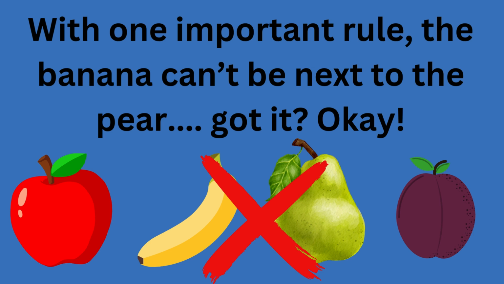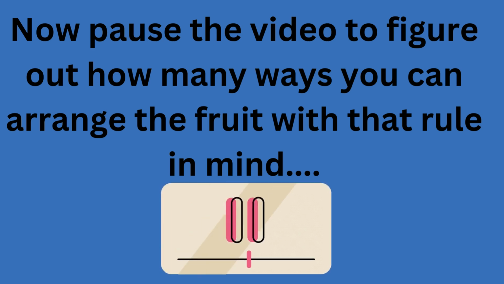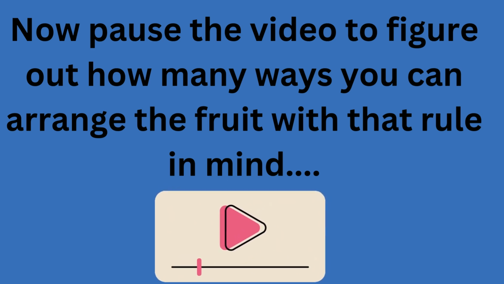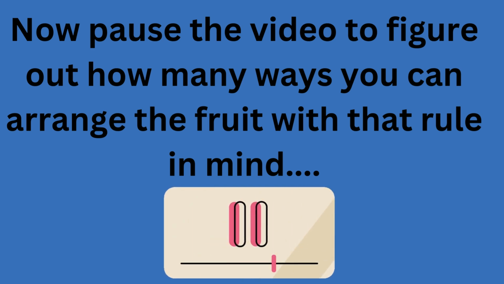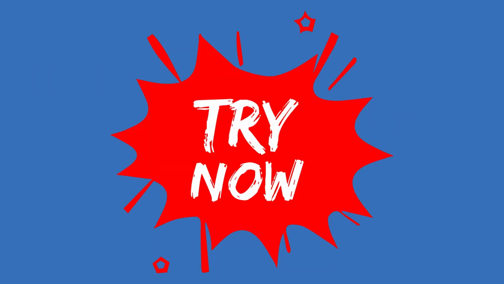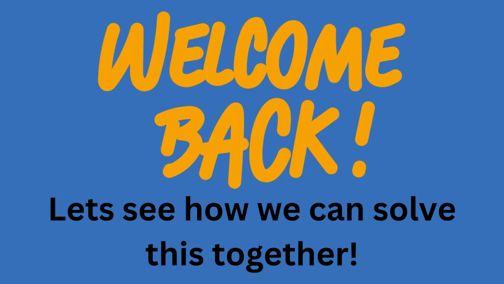Got it? Okay. Now take a moment and pause the video to see if you can figure out how many ways you can arrange these 4 fruits with that rule in mind. Go ahead, give it a try. In 5 seconds I will reveal the answers, so press pause now. 5, 4, 3, 2, 1. Stop. Welcome back. Let's see how we can solve this together.